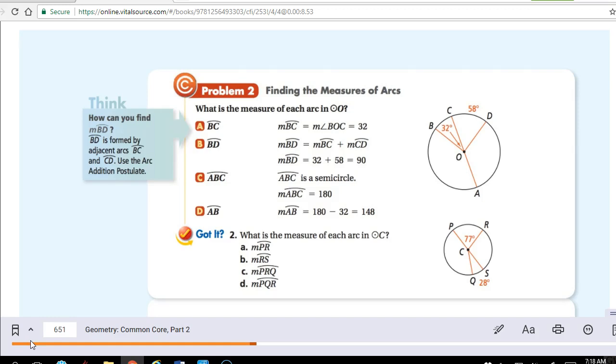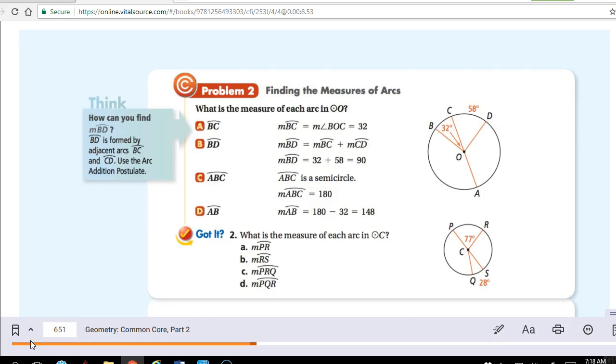One of the ideas is that an arc, which is a piece of the circle, is always equal to its central angle. So if you know the central angle here, you're also going to know the measure of the actual arc itself. It's saying that arc BC, which goes from here to here, is really the same as the angle BOC, which happens to be 32. So arc BC is also going to be 32.